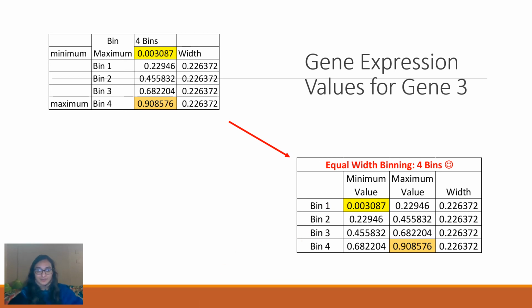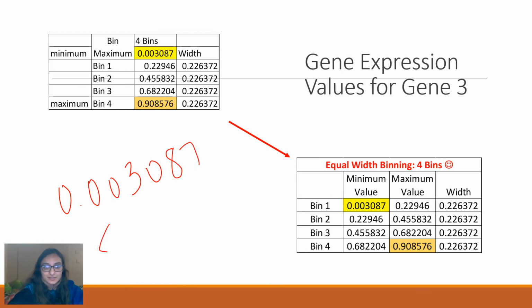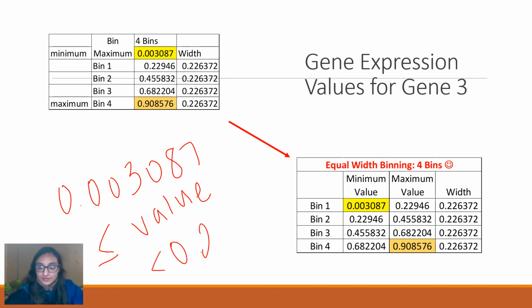So typically something that falls in bin 1 is going to be between this interval, between 0.003087. It really depends on your implementation, and this is the value for the gene expression, and it really depends on what you want. So this could be 0.22946. This is what bin 1 would be. That would be the interval, and it's up to you if you want this endpoint to be less than or equal, or just strict. It's really up to you how you want to handle that situation here. But that's how bin 1 would work for gene 3.